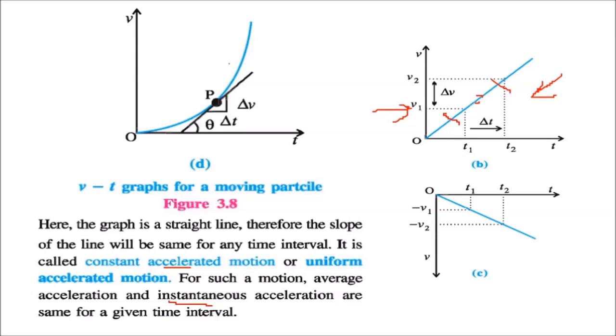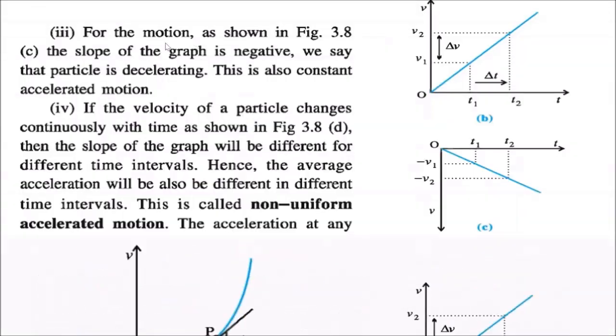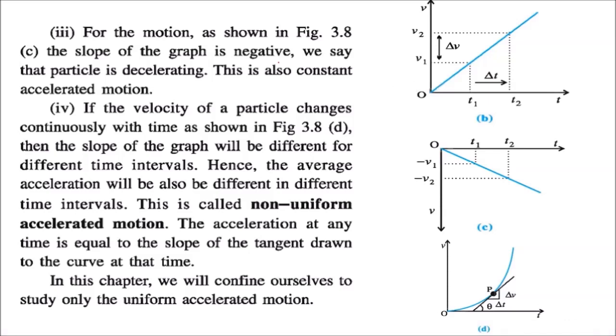In this case, the velocity of the particle changes continuously with time. So the slope of the graph will be different for any different time interval you take. Here it is different, in this time interval it is different. So the average acceleration will also be different at different time intervals. In this case, we call it non-uniform accelerated motion. The acceleration at any time is equal to the slope of the tangent drawn at the curve at that point of time. So for any tangent drawn, this angle is the slope which gives you the acceleration.